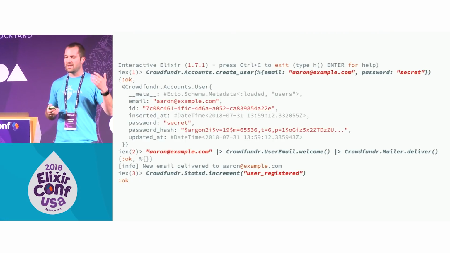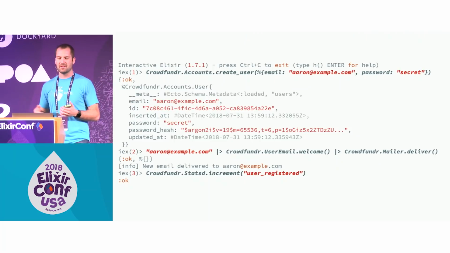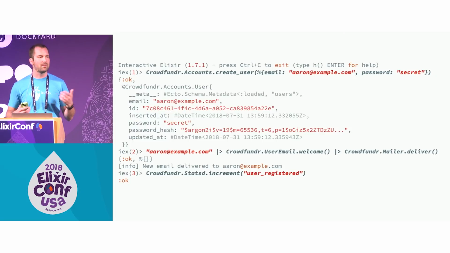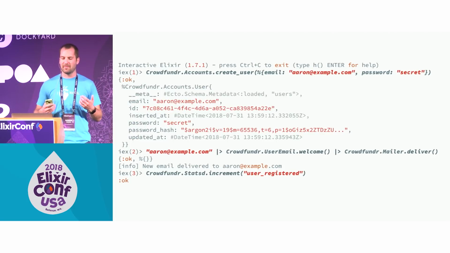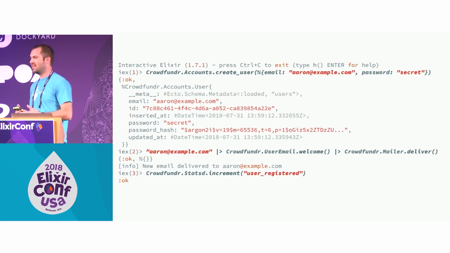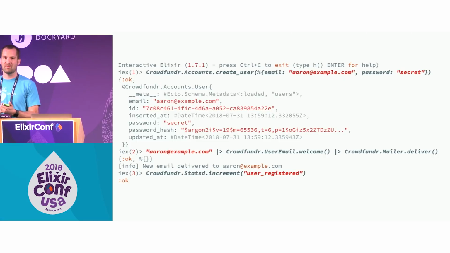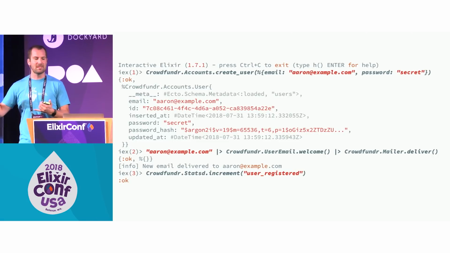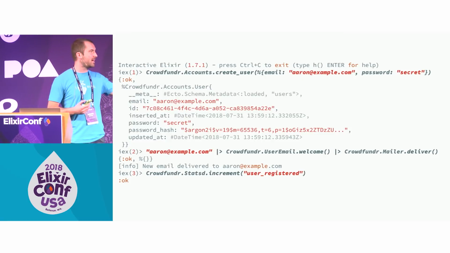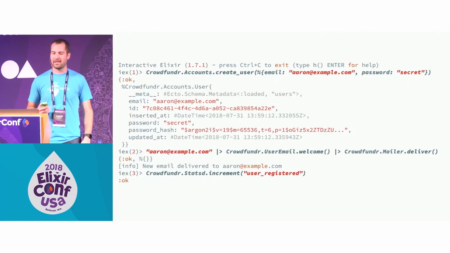We call Accounts.create_user to create the user in the database, UserEmail.welcome to generate our welcome email, Mailer.deliver to deliver that email, Statsd.increment to send off a metric. And this is a lot. This is a lot if you're going to implement user registration in yet another place, but it's also a lot to type out in IEx. This is getting pretty tangled here.